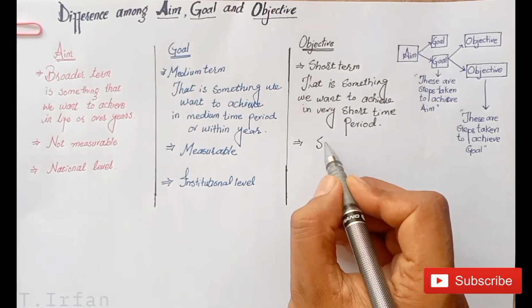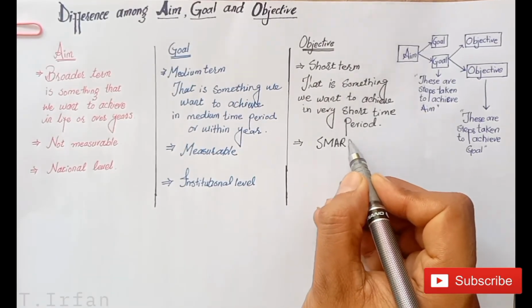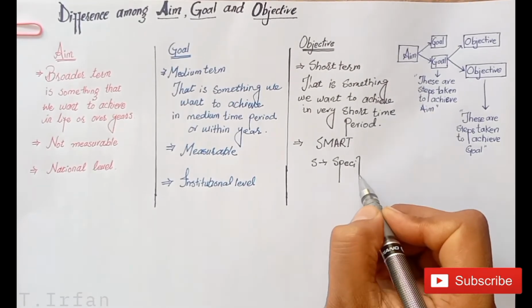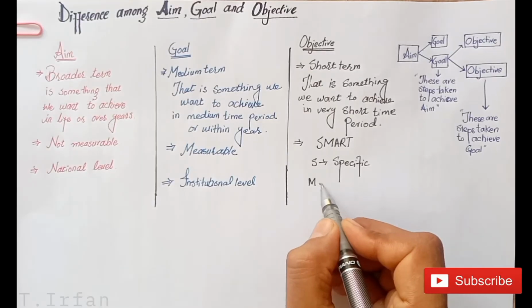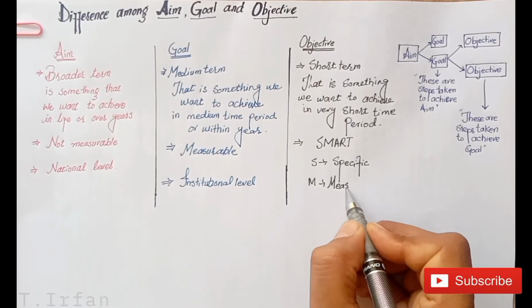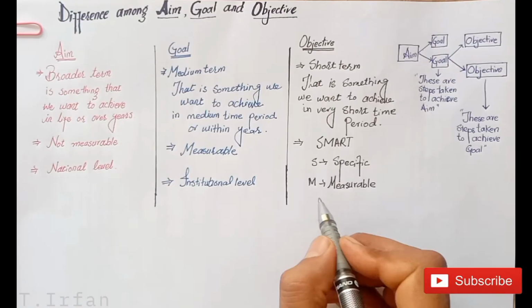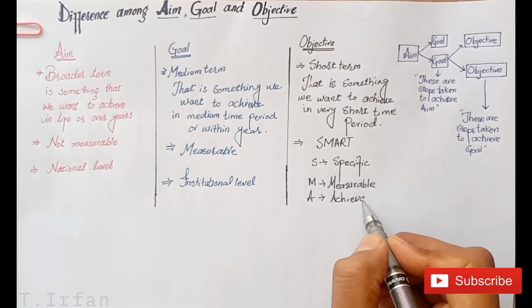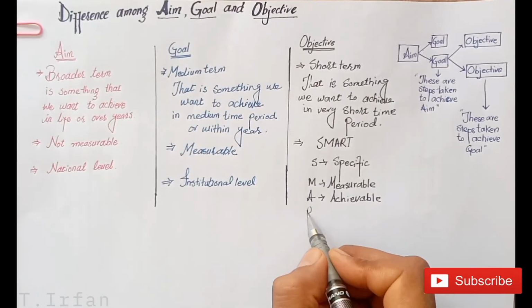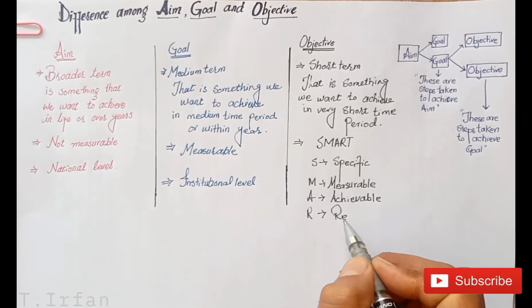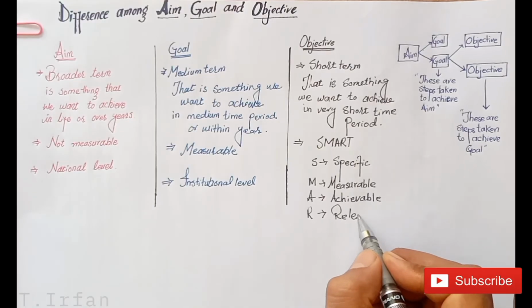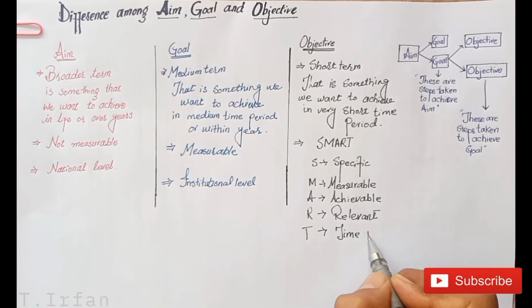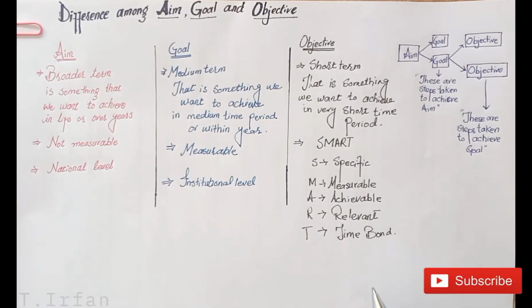Objective should be SMART. There are 5 characteristics of objective. Objective should be specific, not general, and measurable. These should be achievable or real and relevant to the goal. And these should be achieved in a very specific time period.